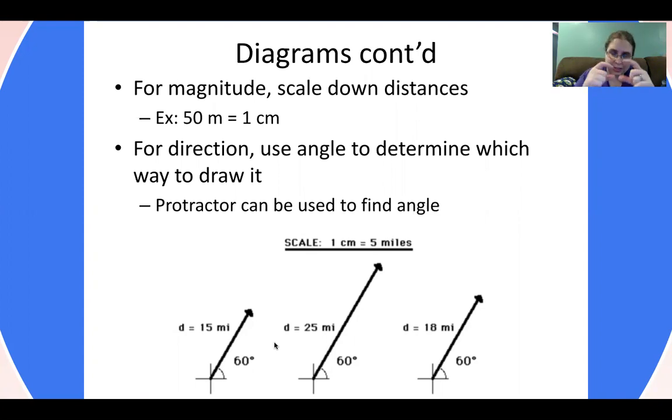So, good thing to try and keep those arrows proportional to each other. One is twice as big as the other. It's just good, like I said, for visualizing. So it kind of makes sense when you look at it and when you calculate it. For direction, use the angle to determine which way to draw it. If I give you the angle, you want to try drawing it as accurately as possible. A protractor is a great way to do that.